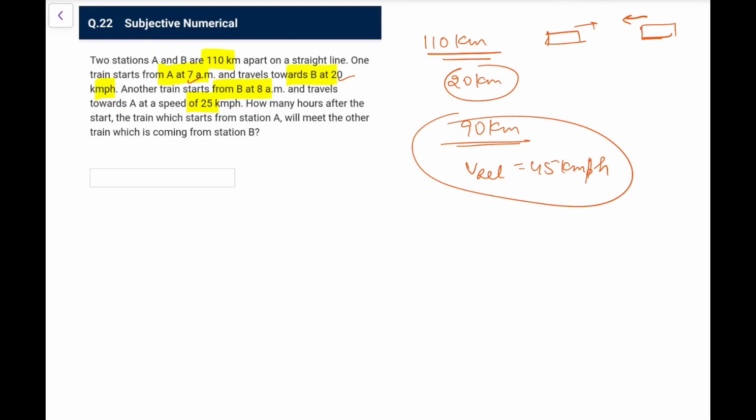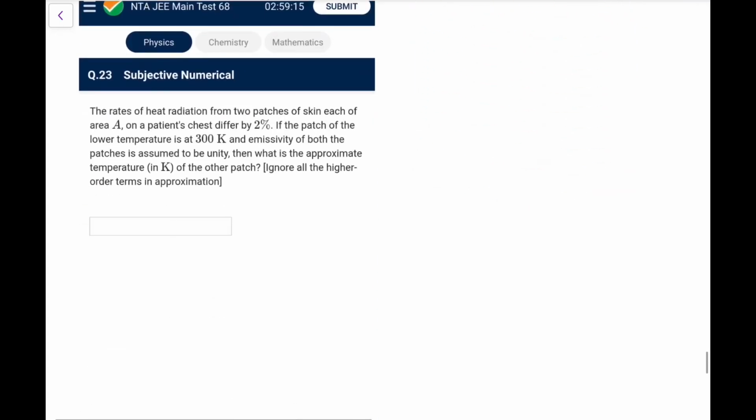So after 2 hours of the starting of B, that means B starts at 8, they will meet at 10 a.m. The train which starts from A, it started at 7, so till 10 it would be 3 hours. For B it would be 2 hours, for A it would be 3 hours of journey, after which it meets B.